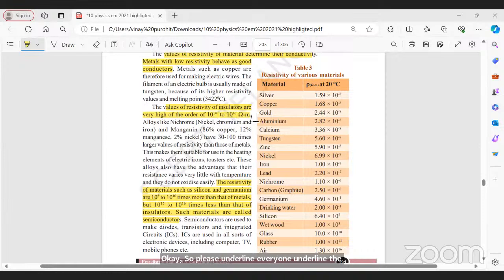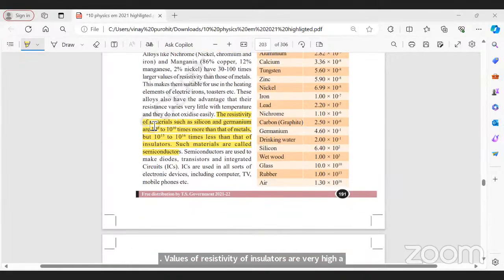Values of resistivity of insulators are very high, of order of 10 to the power of 14 to 10 to the power of 16 ohm meter. The resistivity of materials such as silicon and germanium is 10 to the power of 5 to 10 to the power of 10 times more than that of the metals, but 10 to the power of 15 to 10 to the power of 16 times less than that of the insulators.